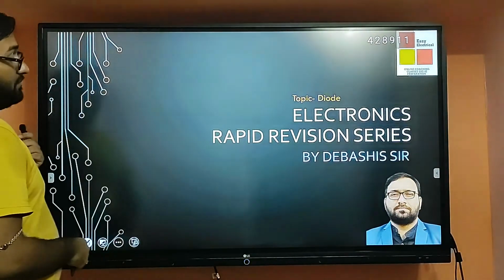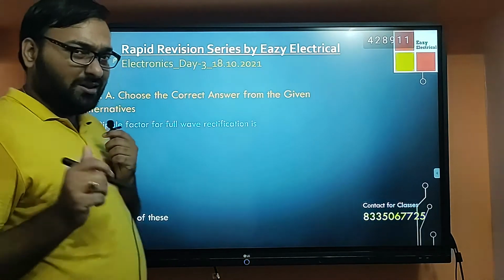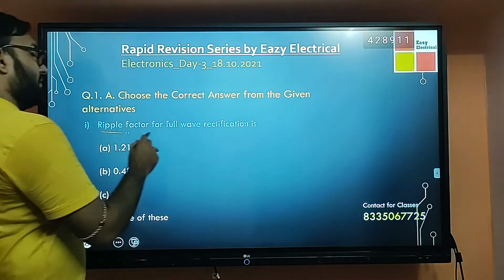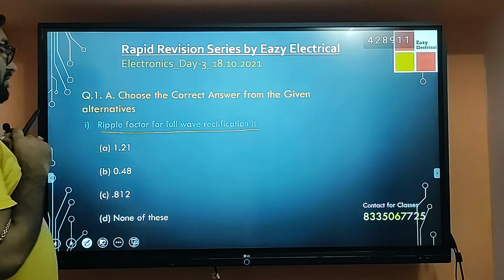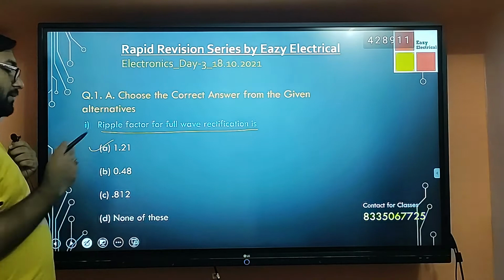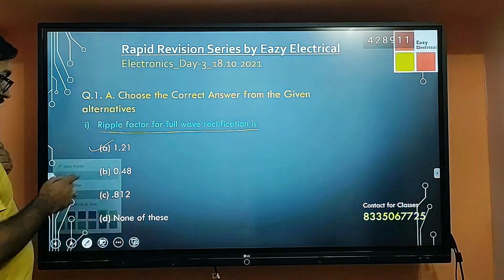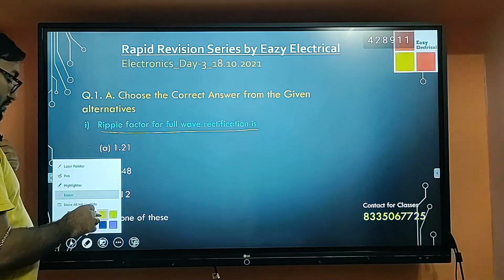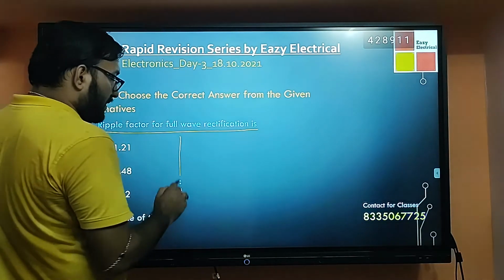Now today's topic is on diodes, and today is the third class on the electronics part. Now here, the ripple factor for full wave rectification is 1.21. Okay, sorry, let me correct this. It is given for half wave rectifier, no, for a full wave rectifier it is 0.48.